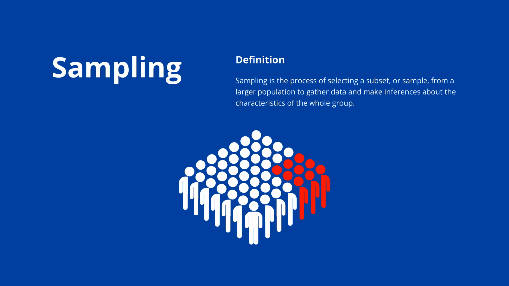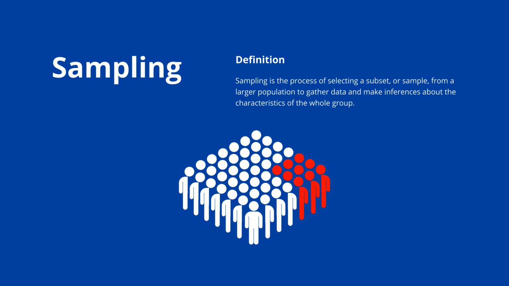So in this diagram, you can see there are some people in white color and some in red color. The combination of both we can call the population, and only the red ones we can call the sample. It is a subset of the population. So in simple terms, sampling is a subset of population.